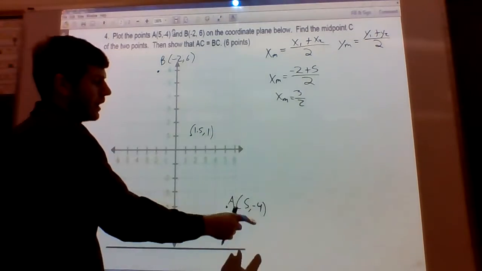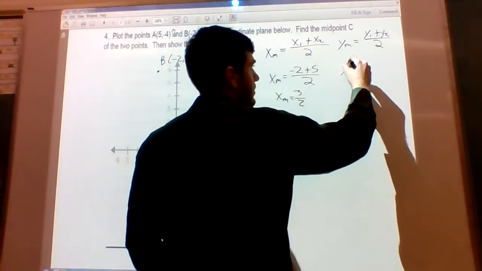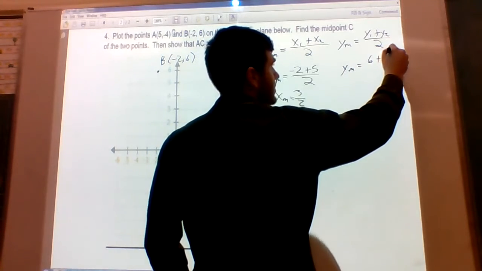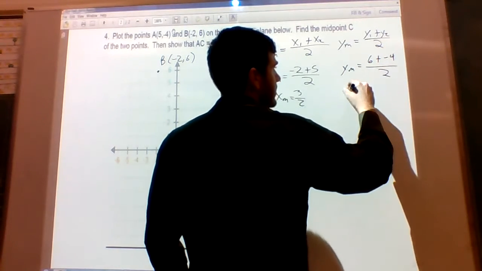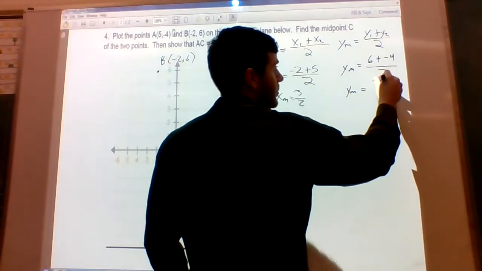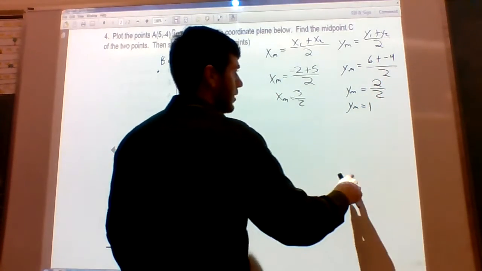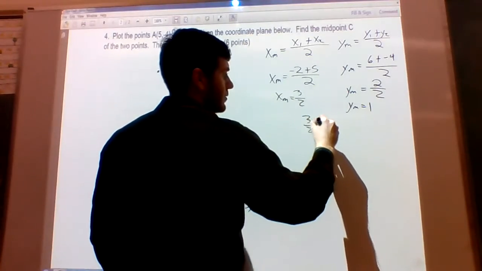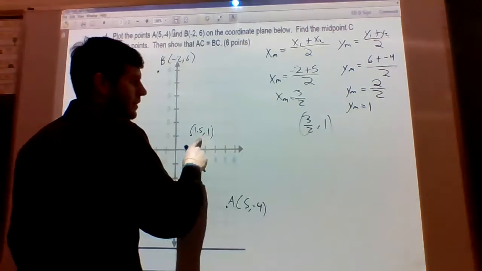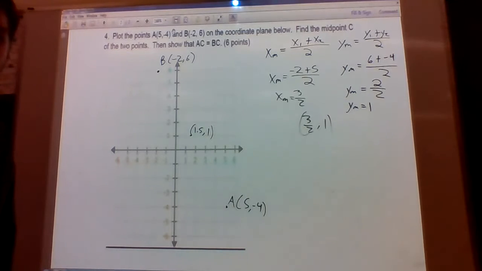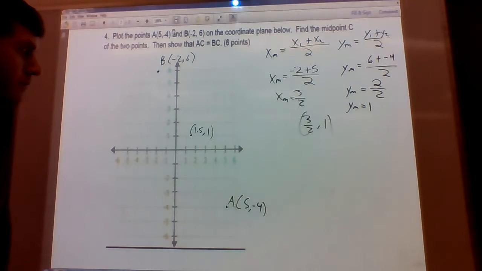Okay. Here's our two y values, 6 and -4. So 6 plus -4. What's 6 plus -4? It's going to be a positive 2 over 2. So y value is going to be 1. So our midpoint is 3/2, 1, which is exactly what we have here. 3/2 is 1.5. So they match up perfectly.